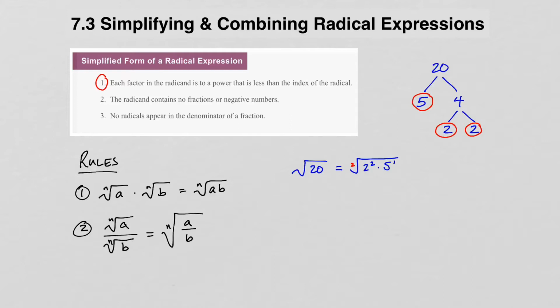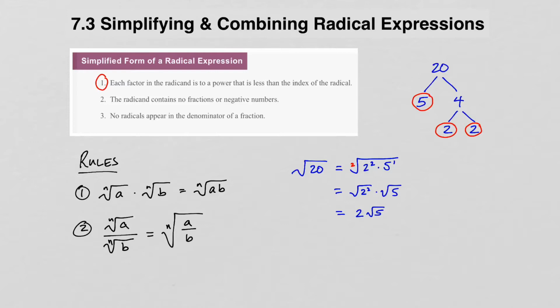And it says that each factor of the radicand needs to be raised to a power that is less than the index. Well, 2 here, this power 2, is not less than the index. So what that means is that it can be simplified. And the way we simplify it is we separate it. We take the square root of 2 squared times the square root of 5. And so what I'm doing here is I'm using this property. I'm taking a product and separating it into two radicals. And then the square root of 2 squared is 2. And so we end up getting 2 times the square root of 5.